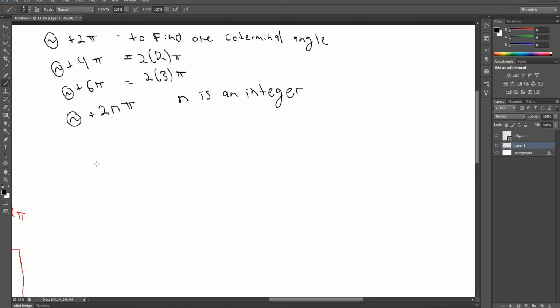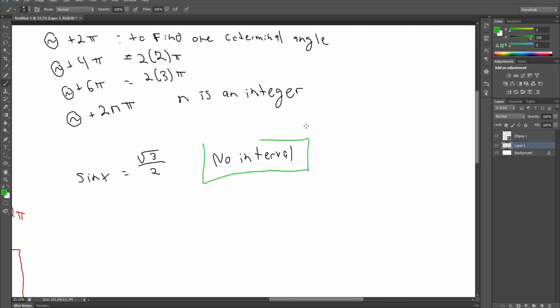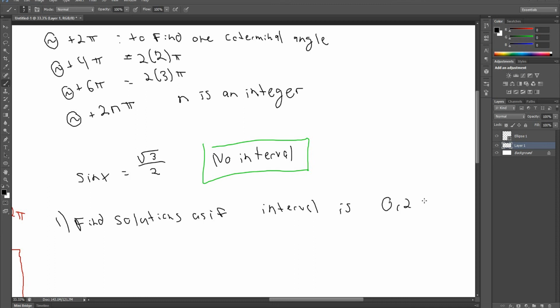Okay. So if I were to give you a problem such as sine of x is equal to root 3 over 2, but not give you an interval, so there's no interval, you should approach these by, one, finding solutions as if the interval is 0 to 2 pi.